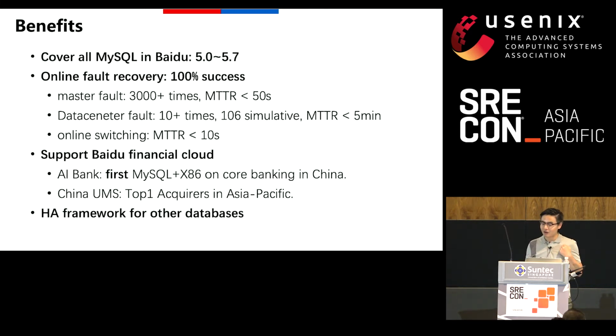At the same time, our HA solution supports the Baidu financial cloud going to market, including AI Bank, whose systems use MySQL on x86 architecture. It is the first bank using MySQL to support core trading systems in China. Also China UMS, the top 1 acquirer in Asia Pacific. What's more, the architecture can also be used for other master-slave replication systems like Redis.